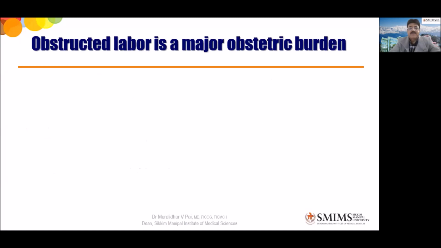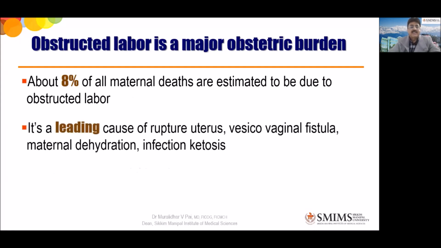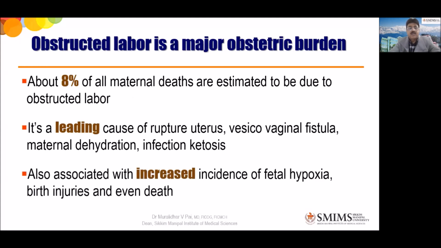The obstructed labor is a major obstetric burden. About 8% of all maternal deaths are estimated to be due to obstructed labor. It's a leading cause of ruptured uterus, vesicovaginal fistula, maternal dehydration, infection, ketosis. All of them can lead to maternal death. It's also associated with increased incidence of fetal hypoxia, birth injuries, and even fetal death.